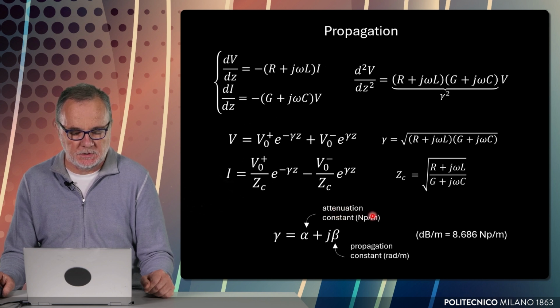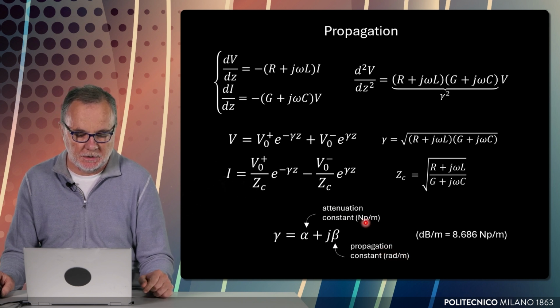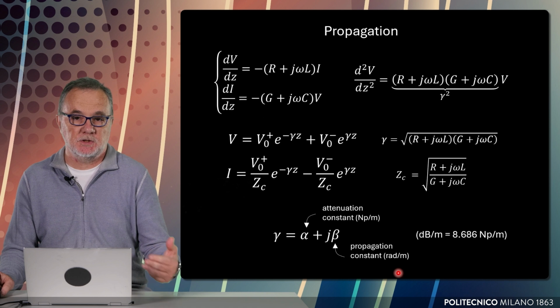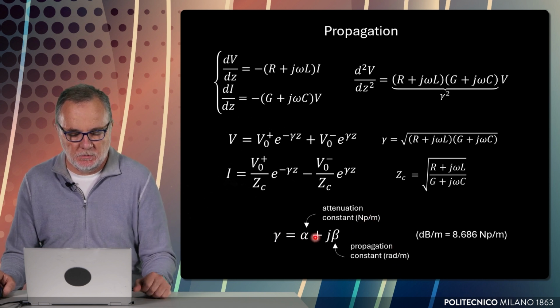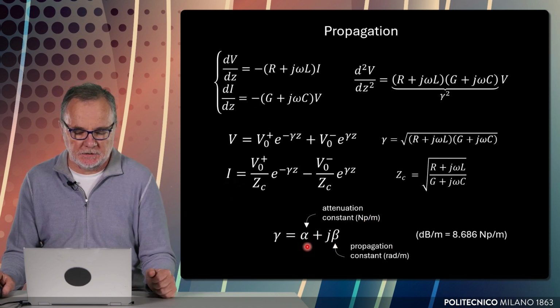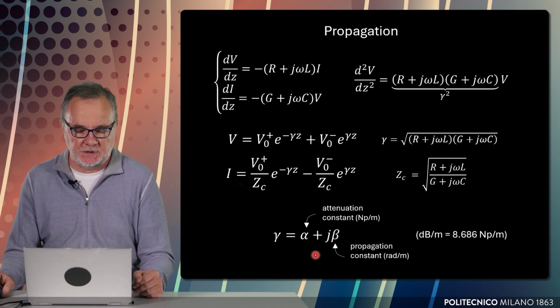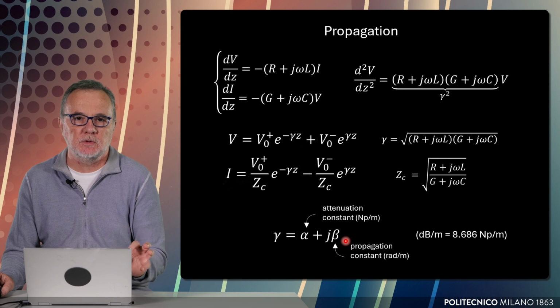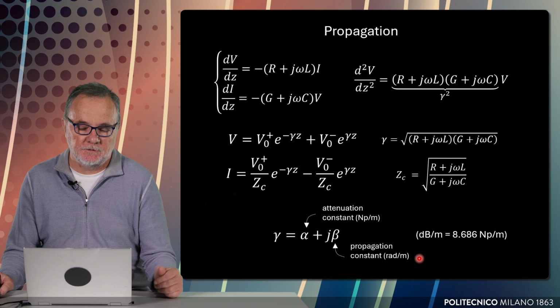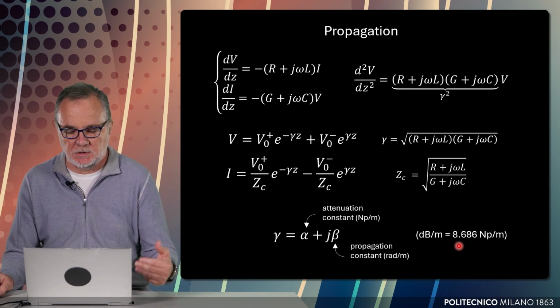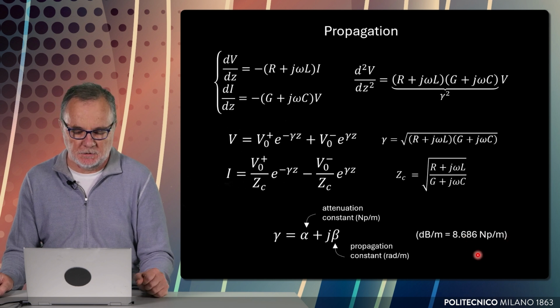Common units for attenuation are Neper per meter, the natural units, and for propagation radian per meter. But since Neper and radians are dimensionless quantities, we can actually add the two. So we can compare alpha expressed in Neper per meter to beta expressed in radians per meter, because actually the unit of these two is the same, 1 over meters. An alternative for alpha is also decibels per meter, which is related to Neper per meter by this simple expression.